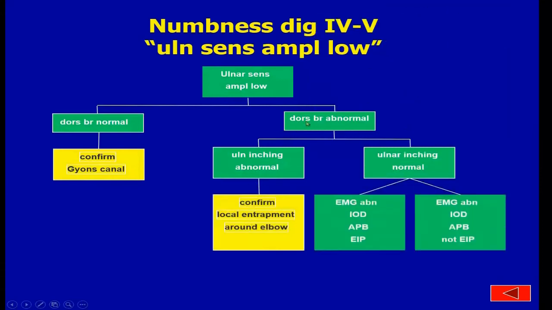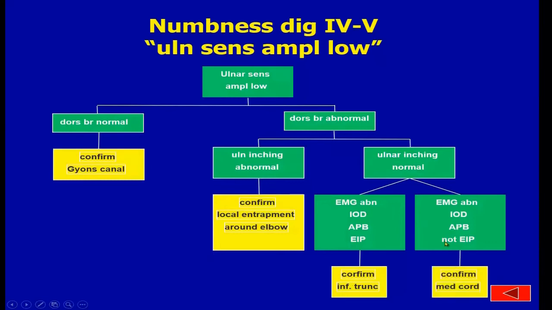But if the inching is normal, we do the EMG in these 3 muscles, and if they are abnormal, then it's the inferior trunk, and if these are abnormal but not the extensor indicis proprius, then we rather think of the medial cord. So this is the setup for the ulnar problems with numbness of digits 4 and 5.